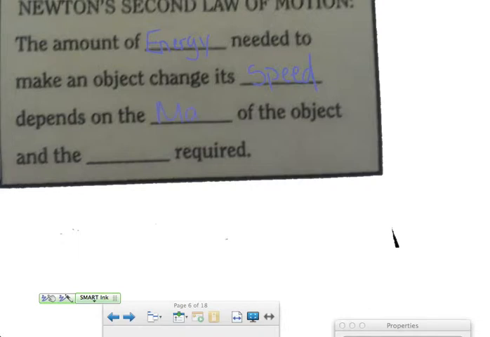It's going to depend on the heaviness. So if something is very heavy, you're going to need a lot of mass. If something is very heavy, you're going to need a lot of force, which means you're also going to need a lot of energy. And if you use a lot of force and you have a lot of energy, chances are it's going to move a little bit faster. So read it aloud to us and fill in the rest of the blank. The amount of energy needed to make the object change its speed depends on the mass of the object and the blank required.